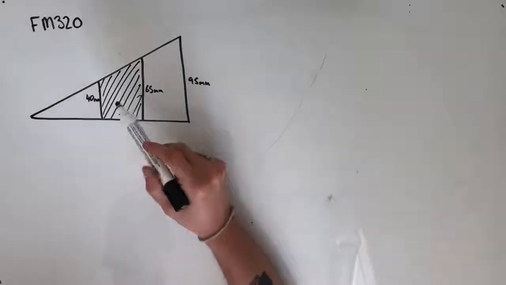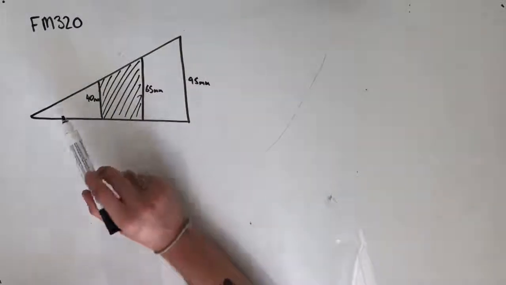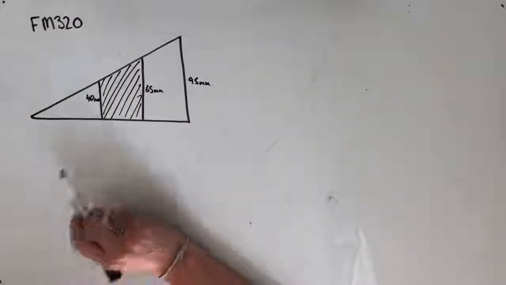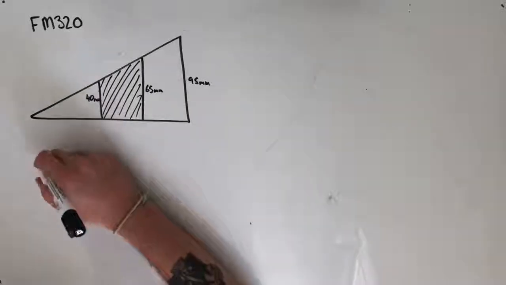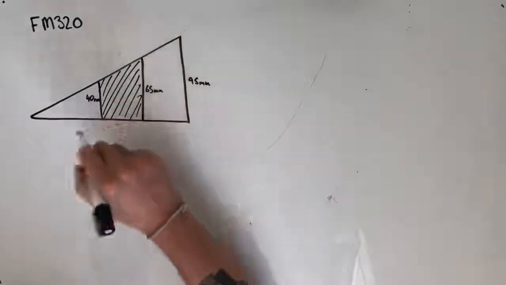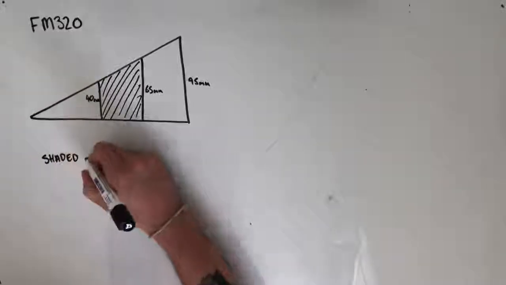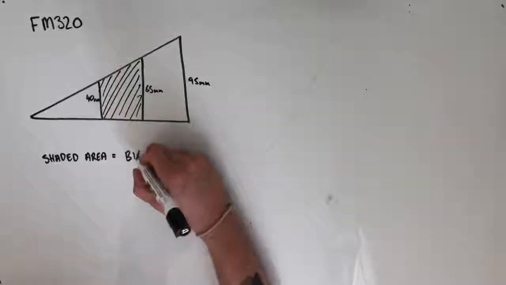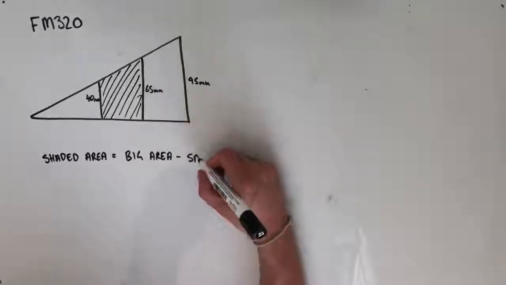What you might be able to see is that one of the easier ways to find this area is going to be taking this medium-sized triangle and subtracting this smaller sized triangle's area from that bigger triangle's area to be just left with this. So the setup that we've got going on here is, I'm just going to refer to them from now on as big area and small area. So what we'd have is that the shaded area should be equal to the big area minus the smaller area.